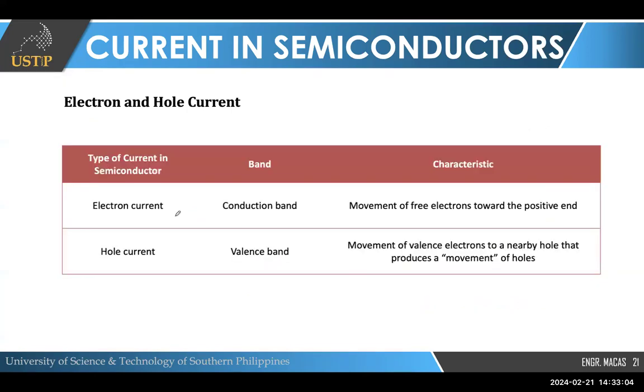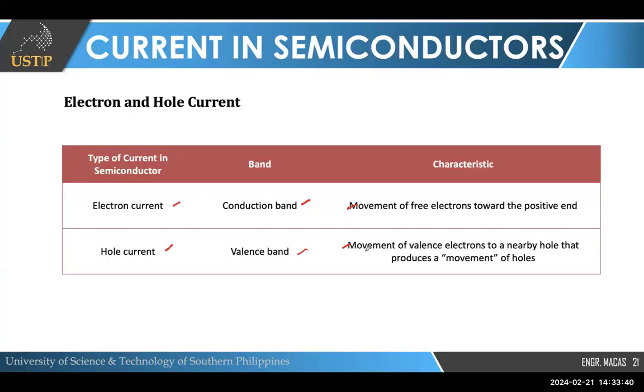So, if we tabulate and summarize, this is the current in semiconductors. Electron current occurs in the conduction band, and its characteristic is the movement of your electrons towards the positive end. Your hole current occurs in the valence band, and its characteristic is the movement of your valence electrons to a nearby hole that produces this somewhat movement of holes.